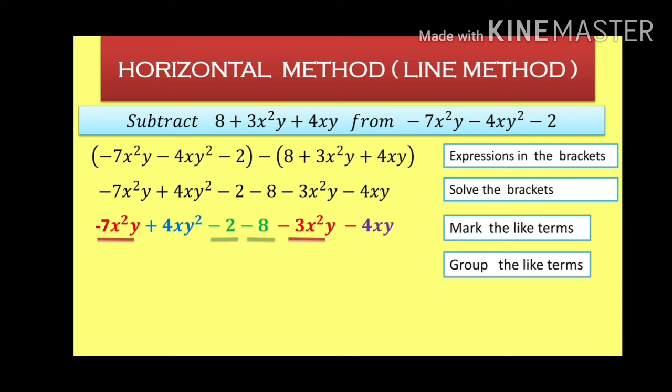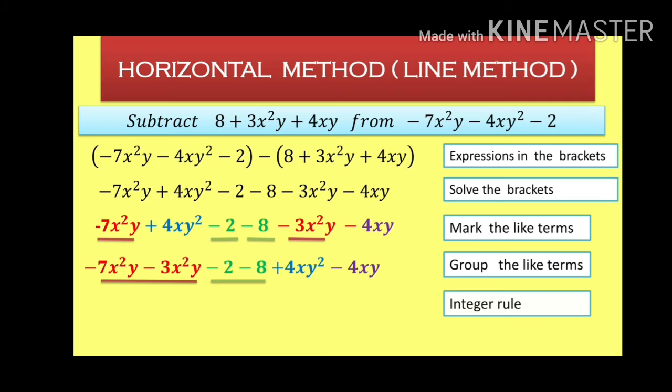But the problem is grouping. Now let's group it. So apple with apple, orange with orange. Here we find that the last two expressions, 4xy squared and minus 4xy, don't have anything to pair up. They are single terms now, so they cannot be grouped. They don't have any partner, so we cannot group them. So they will be as it is.